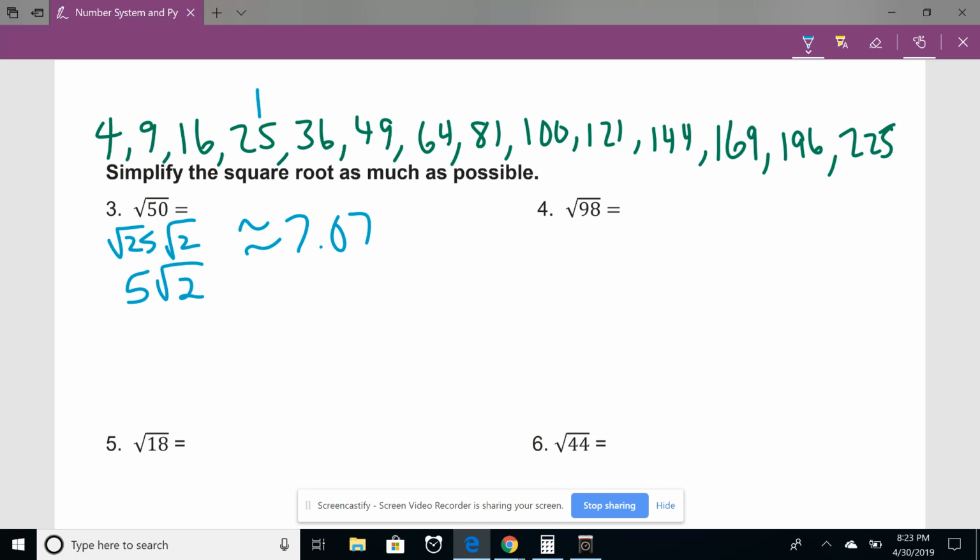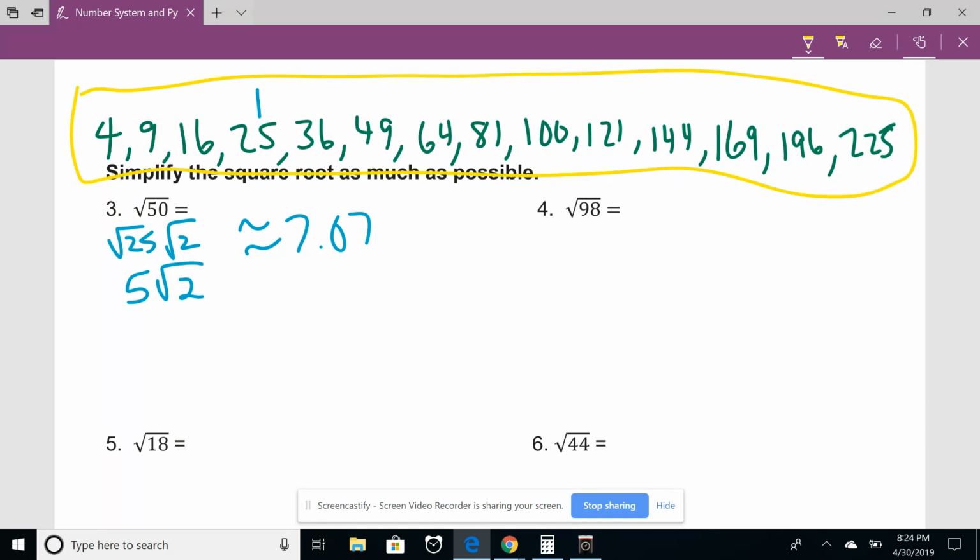All right, 98. Let's look at the numbers up here and see which ones are a factor of 98. 49, right? 49 is a perfect square that goes into 98. 49 times what is 98? 49 and 2. Square root of 49 is 7. Square root of 2 you can't simplify, so it's just 7 radical 2.